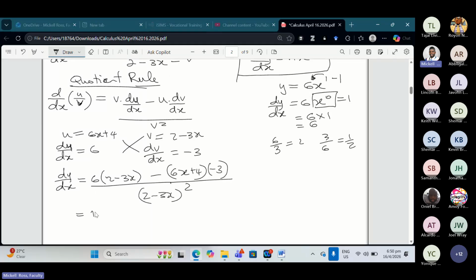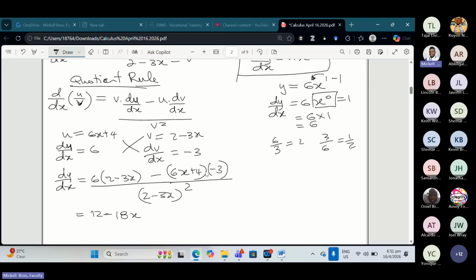6 times 2 is 12. Sorry, I said 2x, it's 6 times 2, which is 12. Minus 6 times 3 is 18x. Now notice here, you have a negative times a negative, so it's going to give us a positive. So everything that comes over here is going to be a positive. Notice the brackets together mean that they're multiplying, so the negative times the negative is going to give you a positive.